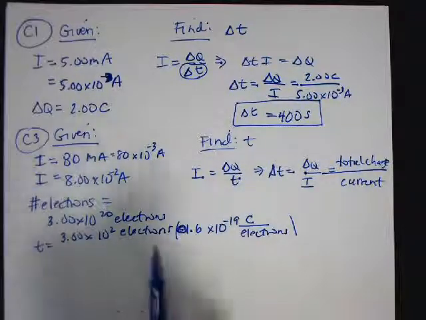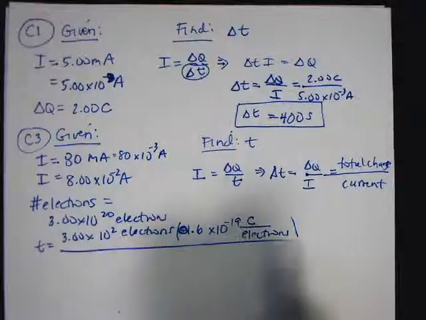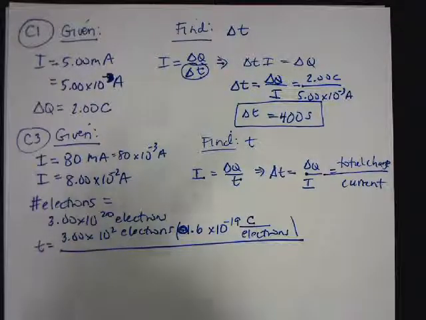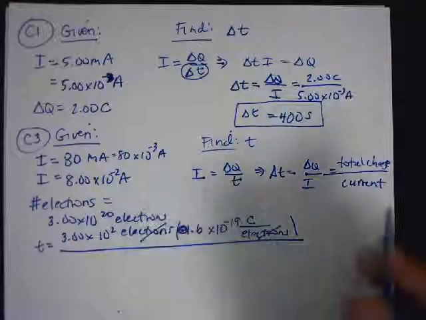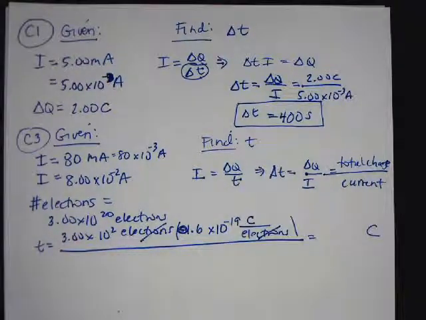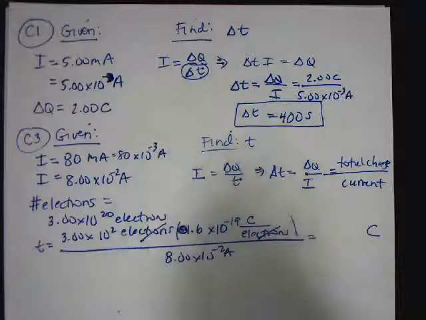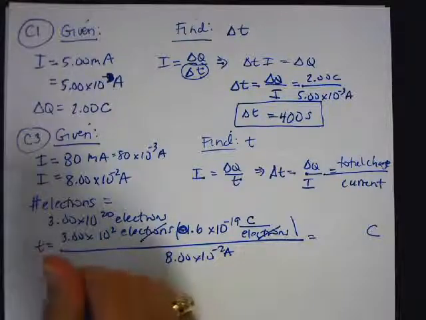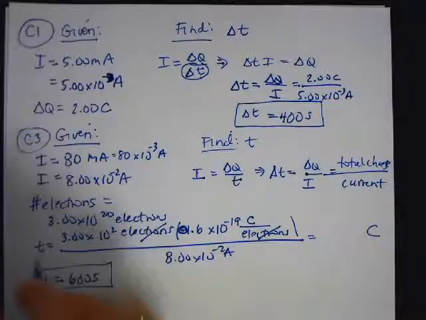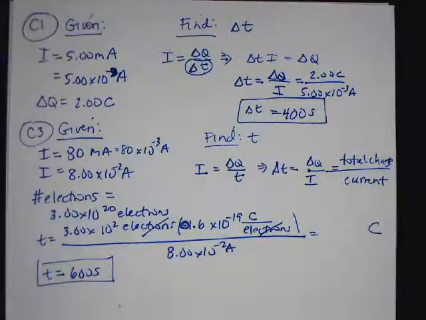Now, when we learned how to do units in the beginning of the year, this electron cancels with that, and I end up with coulombs. Is that the unit for charge? Yeah. And then it's divided by 8 times 10 to the negative 2 amps. And when I do that, T comes out to be 600 seconds. The reason I did this is you're going to have to do the same thing in C5. So that's why I want to show you, if they're talking about an electron, we know the charge on the electron, we can do that.